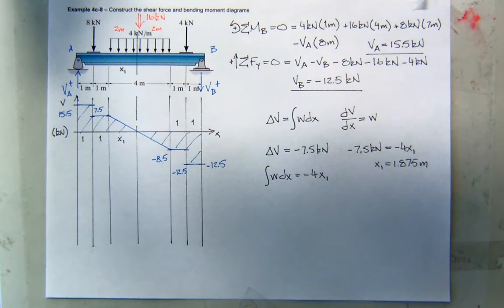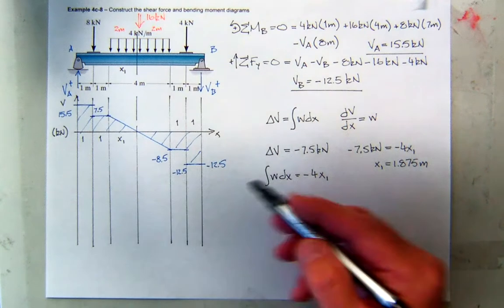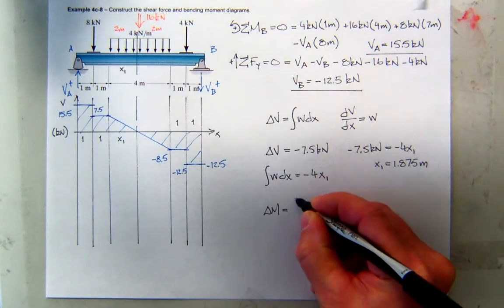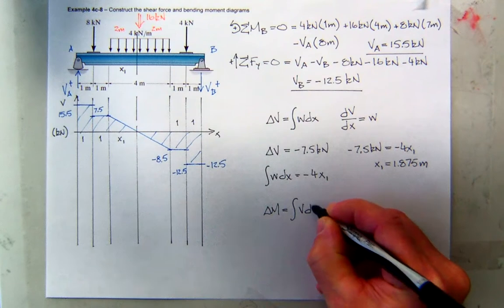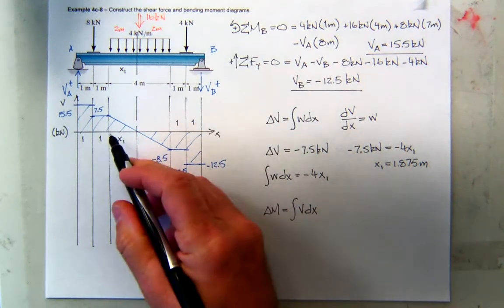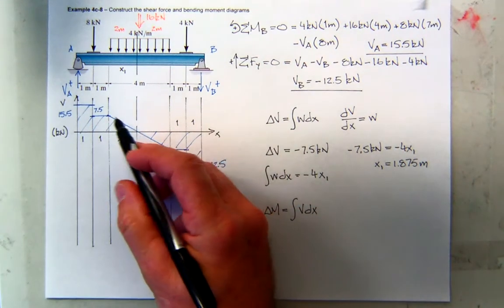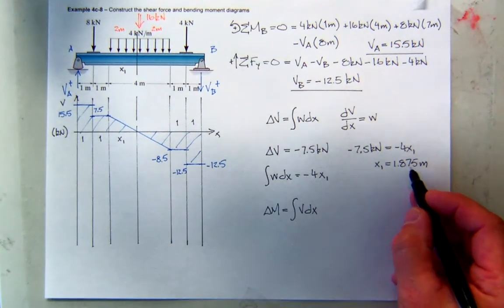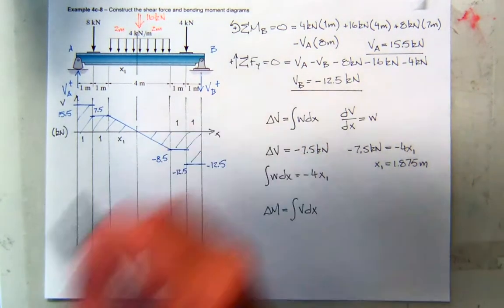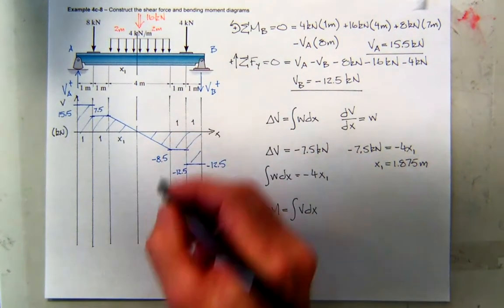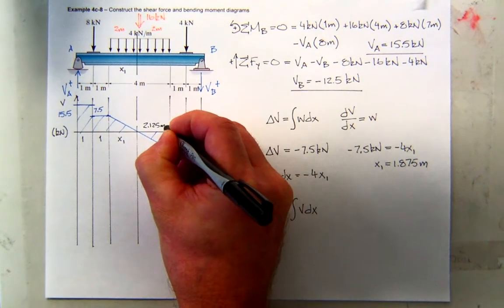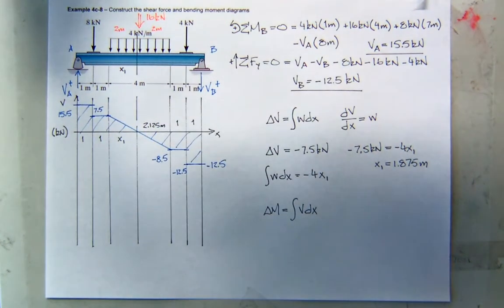Okay? Now, why did I stop to do that? Well, when we start looking at the next level, which is the change in moment is equal to the area under the shear diagram, we're going to need to know this distance to calculate the area of that triangle. So if this is 1.875, what's this side over here? 2.125 meters, right? So we've got everything we need.